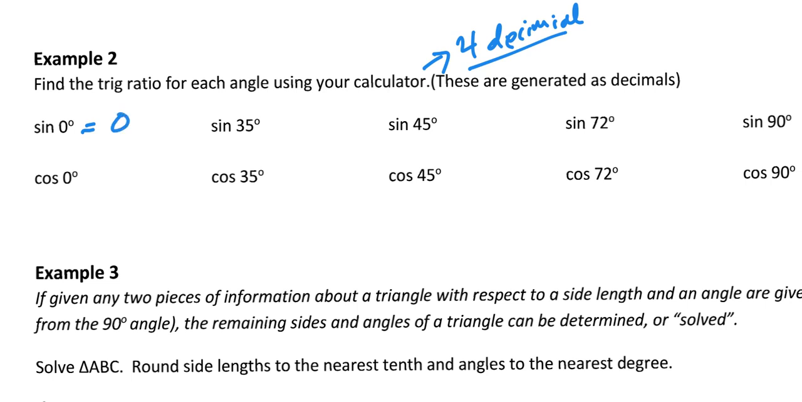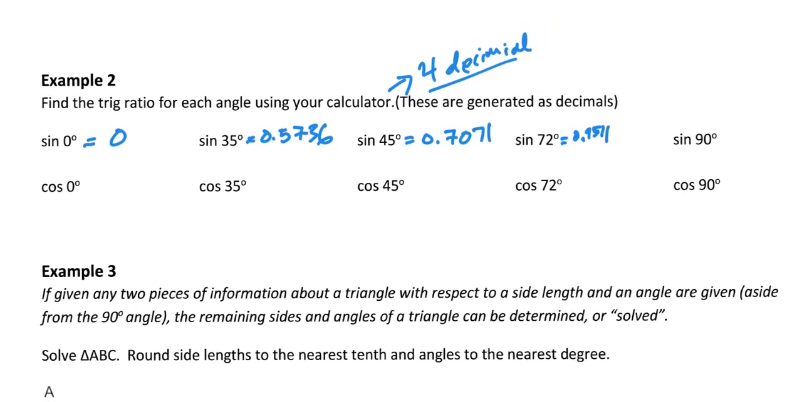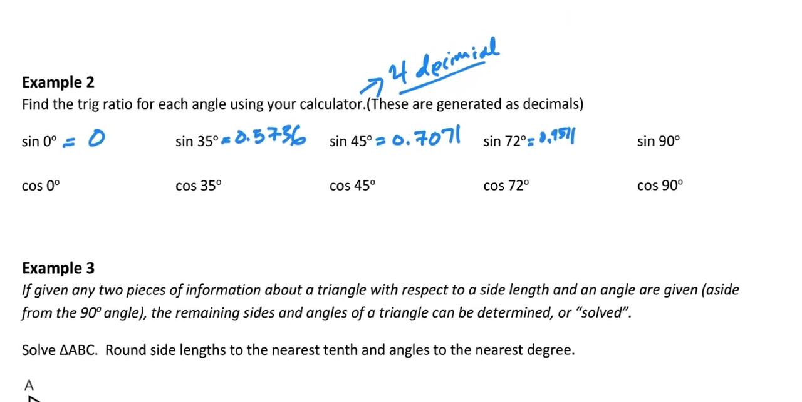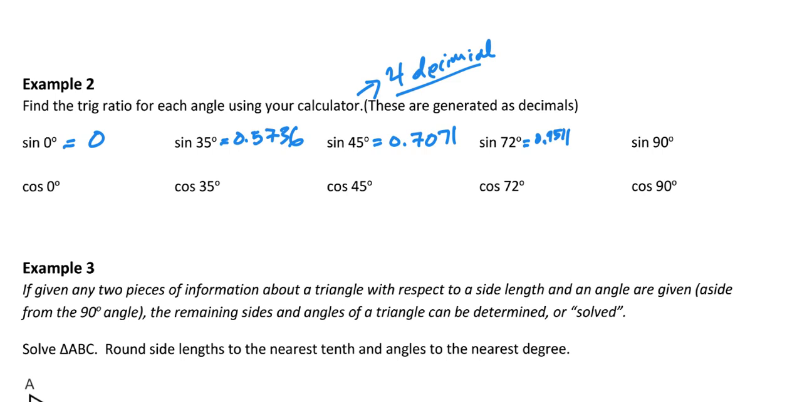Punch in sine of 35, you're going to get 0.5736. Sine of 45 is 0.7071 when you round it properly. And do the same for sine of 72. Punch that into your calculator, check to make sure that you get that. So you get 0.9511. And let's go for the last one, sine of 90. And when we get sine of 90, we're going to get 1.